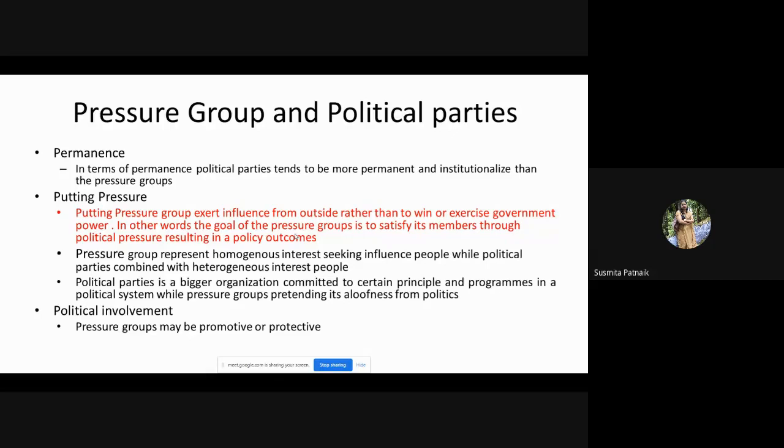Then in the area of interest, pressure groups have homogeneous interest. Homogeneous means gote prakara. But political parties' members have heterogeneous interests. In the case of size, political parties are bigger organizations, but pressure groups are smaller organizations. In the case of activity in party politics, political parties are more active, more prone to activity, while pressure groups are aloof from politics.